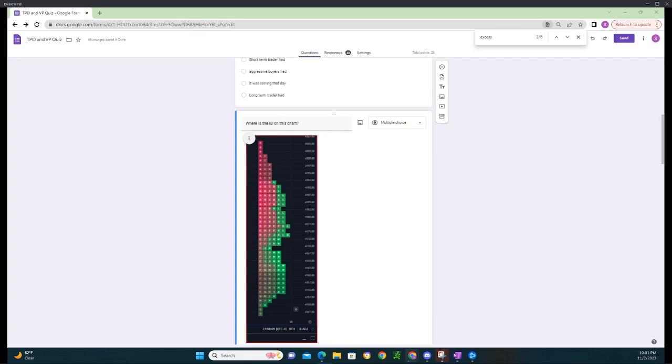Wait till we cover the TPO counts. TPO counts get really, really interesting. It can get complex. TPO counts are big, especially when you're trying to identify long-term traders inside value. It's totally opposite of what you think, right? If you have 13 TPOs above the mean and 50 TPOs below the mean, you're in a typical day. What does it mean?